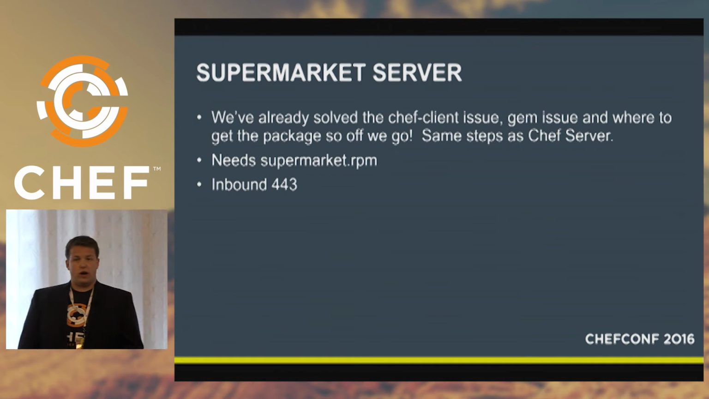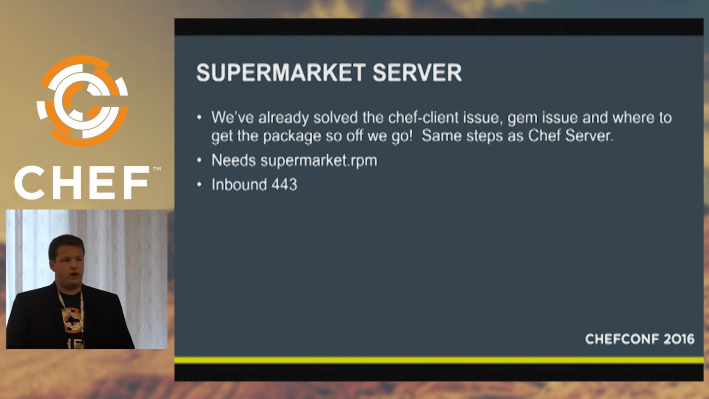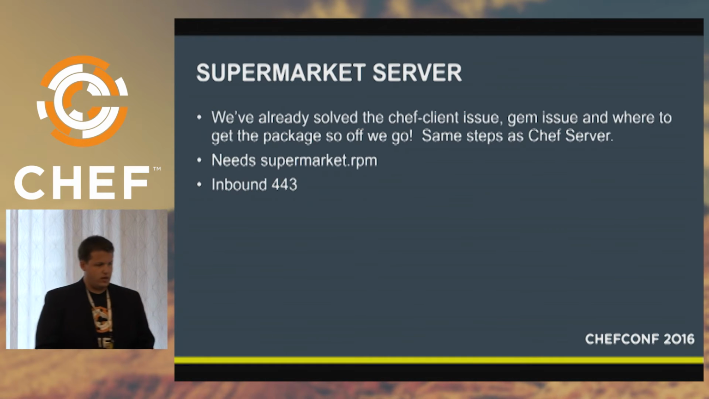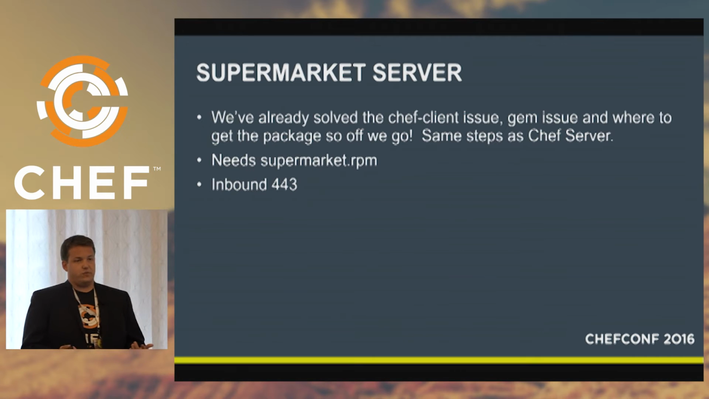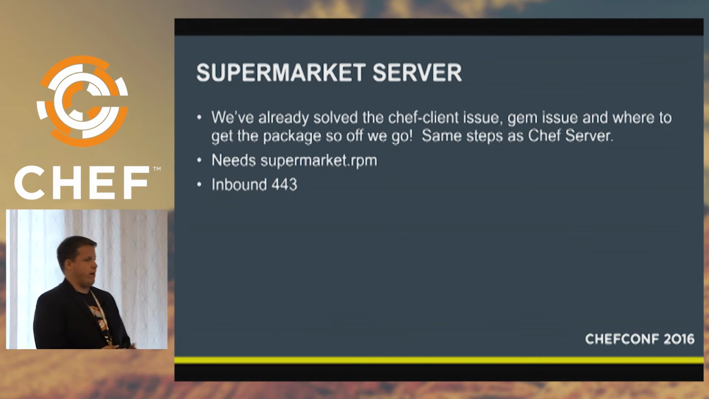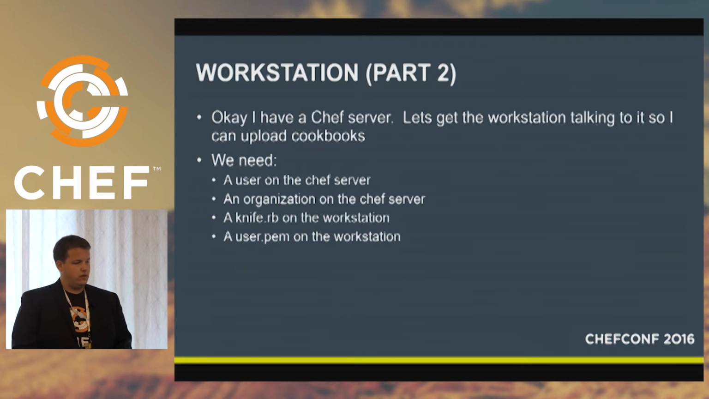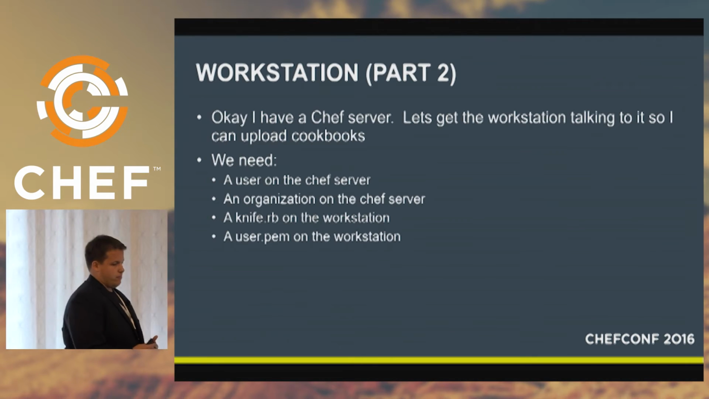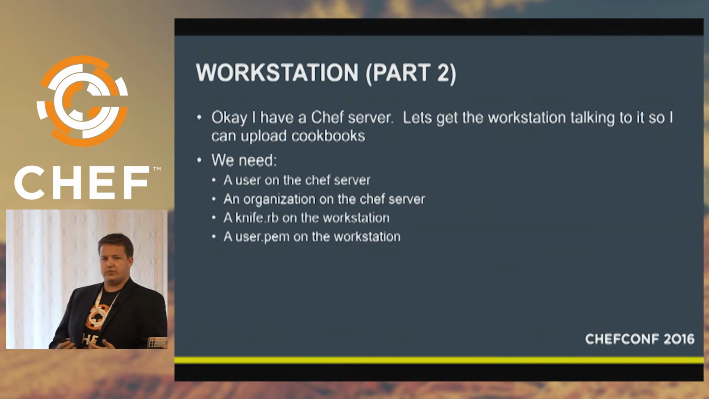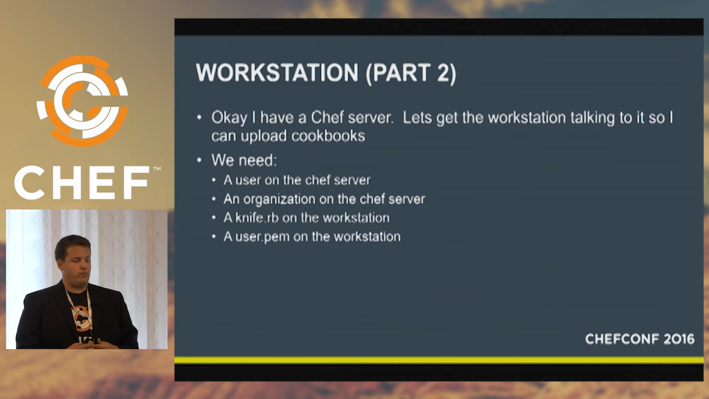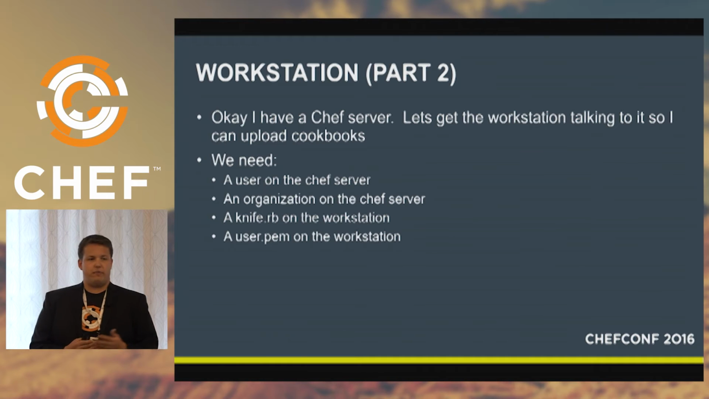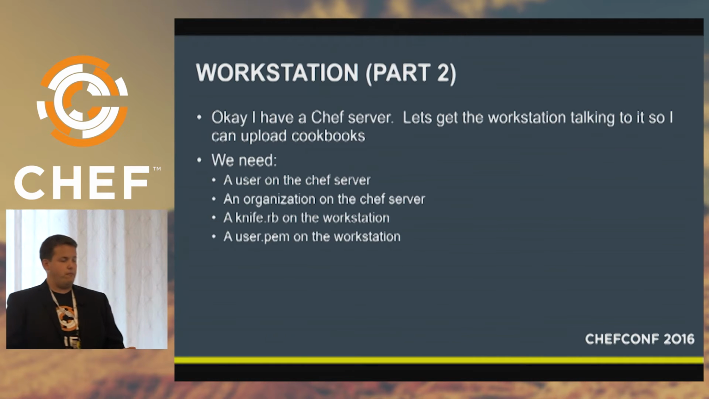All right, so the next part is, as we've gone through this, we've actually already solved the problems we need for the rest of the systems. In this case, we just need to change the piece of the recipe to go to the supermarket RPM, and we need inbound 443 on that system. So while this goes through, I don't have a demo of the workstation set up to it, but none of this actually requires you to be offline, or more likely requires you to be online. The process is the same whether or not you're on or offline. Once you get the packages onto the system, you're good to go.